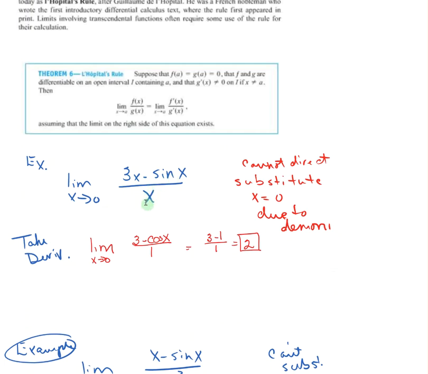Obviously, we cannot plug in 0 for x. So, take the derivative of the top. That becomes 3 minus cosine x. Derivative of the bottom, derivative of x is 1. Well, now we don't have a problem. We can plug in 0 here. Cosine of 0 is 1. So, we have (3 minus 1) over 1. So that limit is 2.